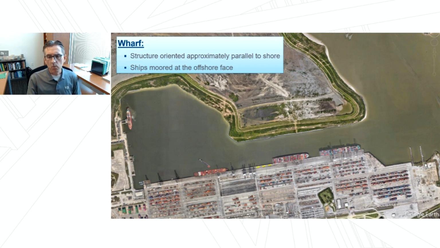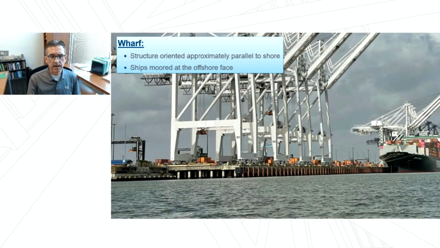Probably the most common one that we encounter is the wharf structure. This particular example here is at a container port. The wharf is outlined in the yellow dashed line. So it's oriented parallel to the shoreline, and the vessels or the ships are moored at the offshore face. If we take a look at that structure from the water side, we see that the structure actually looks somewhat like a bridge that's essentially parallel to the shore.